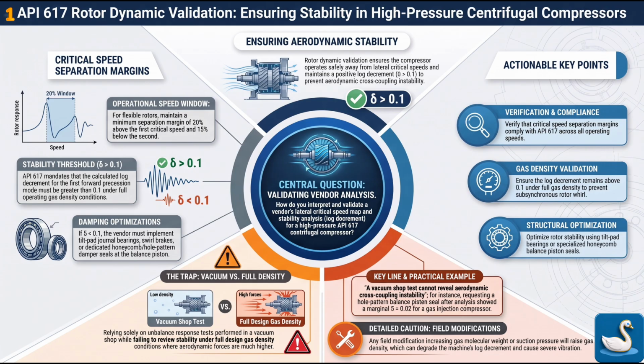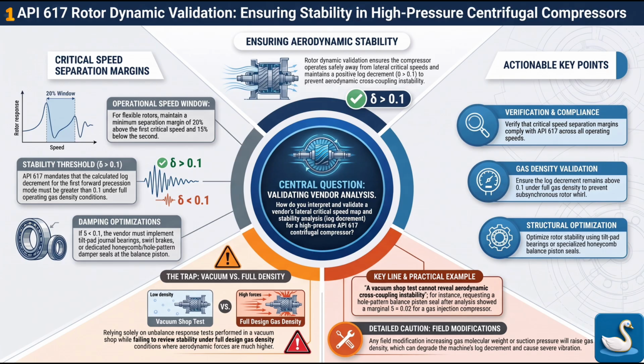By replacing the standard smooth labyrinth seal with a hole pattern design, we fundamentally changed the friction profile. I see. The rough surface of the hole pattern creates massive acoustic and fluid friction, breaking up the tangential gas flow and dramatically increasing the effective damping at the balance piston. Wow. Yeah, that single change pulled the log decrement well above the 0.1 API threshold, securing the mechanical stability of the rotor. That demonstrates solid architectural control.